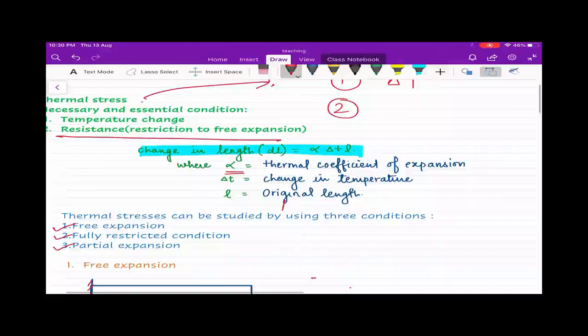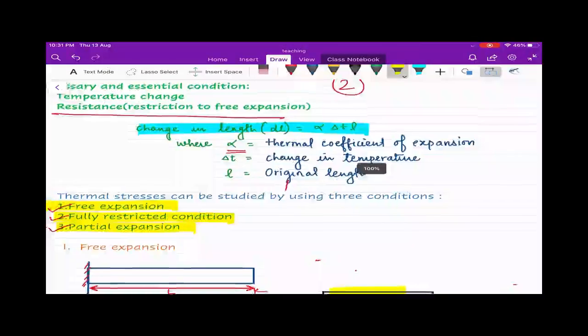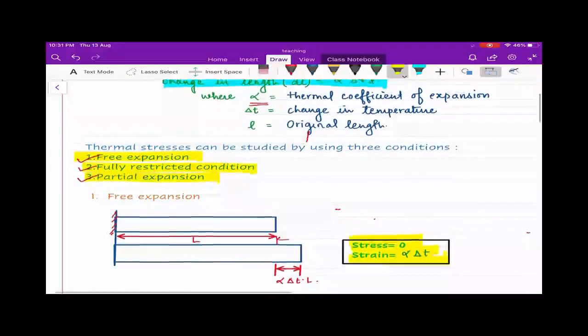Now thermal stresses can be studied by using the following three conditions. The first condition is free expansion, the second condition is fully restricted, and the third condition is partial expansion. Before going to these conditions, we will first calculate the change in length in case of thermal stresses.